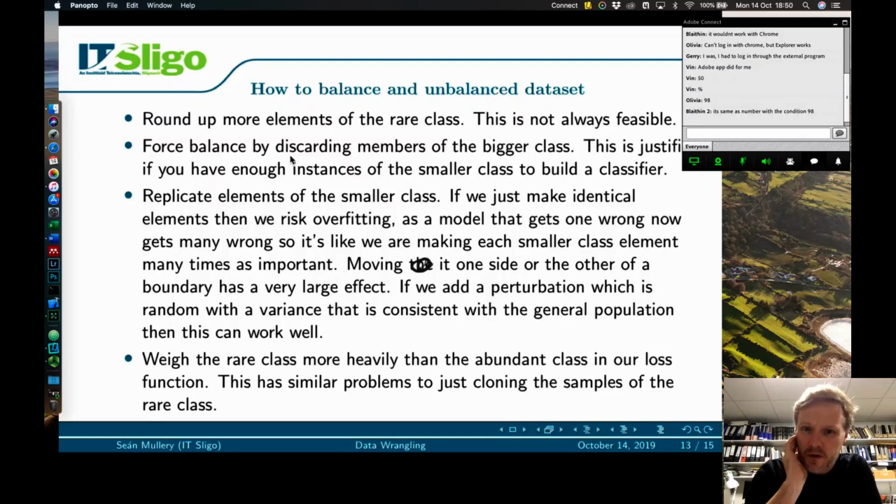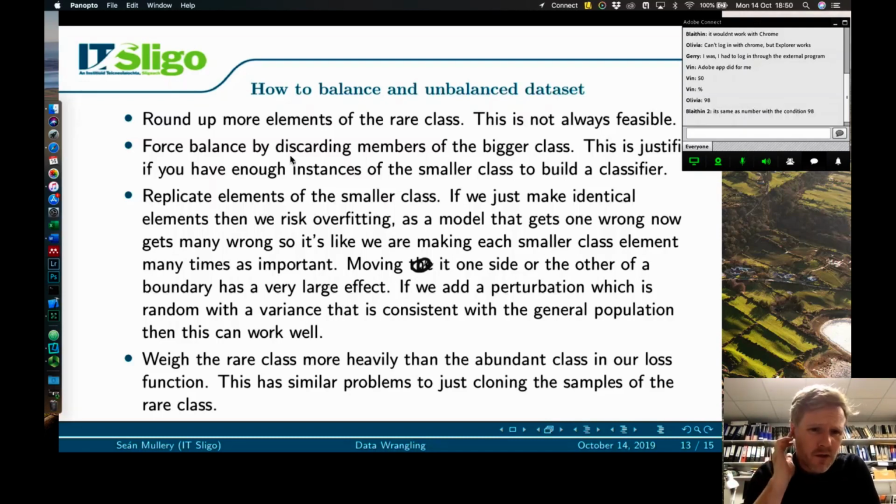If we had a perturbation which is random, so in other words, we make copies, but we make a certain amount of randomness around it, and that randomness has a variance that's consistent with the general population of the samples, then that can actually work a little bit better. And in terms of image processing, when we get there, we do this by what we call data augmentation. So we take images that are going into our deep learning system, and we rotate them slightly, or we flip them if that's appropriate, or we add some noise to them in order to make up more data than we originally had.